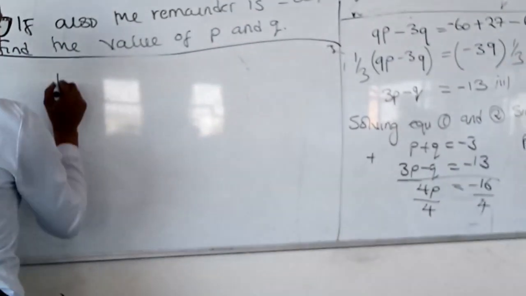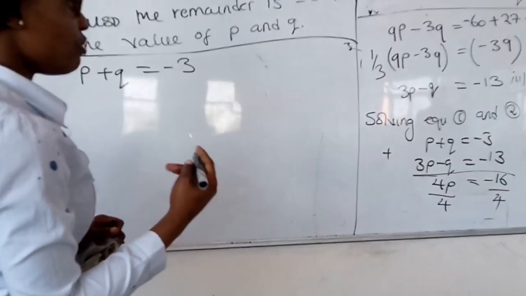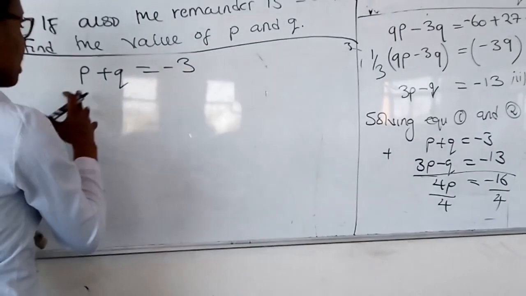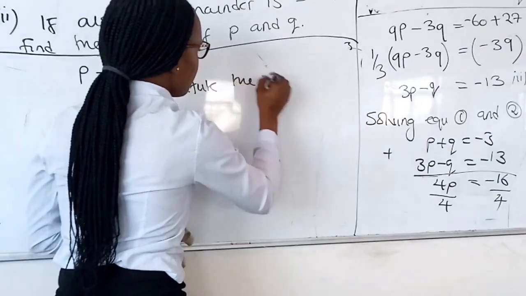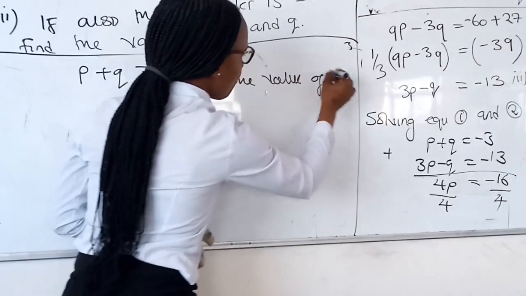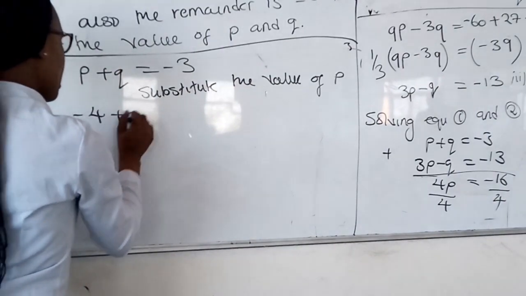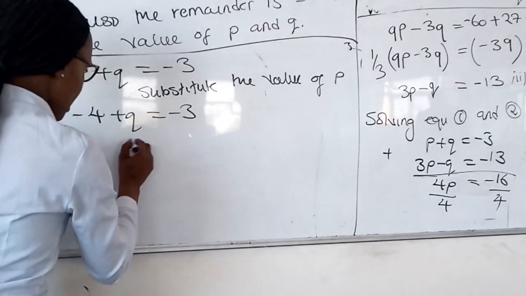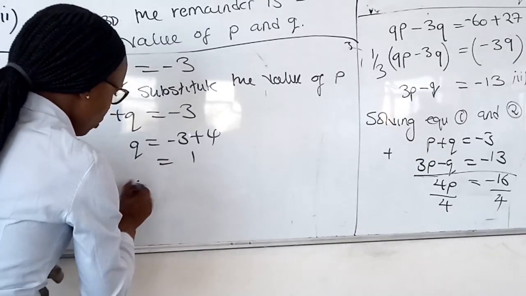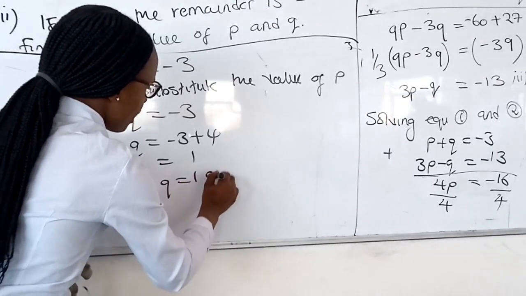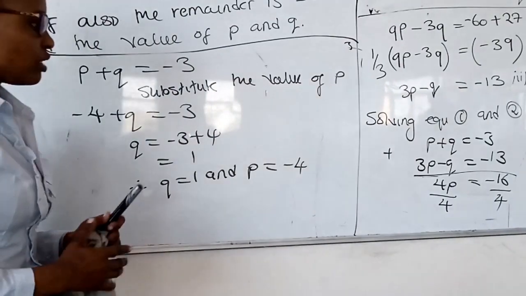Then we can pick any of the equations, which is p plus q equal to negative 3. But we found the value of p to be negative 4, so we'll substitute the value of p in this equation. This will now be minus 4 plus q equal to negative 3, which gives us q being equal to minus 3 plus 4, which is 1. So from here we can conclude, therefore, q is equal to 1 and p is equal to negative 4. And we are done with this.